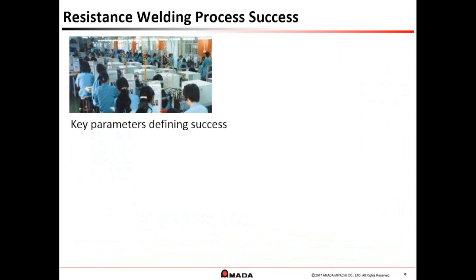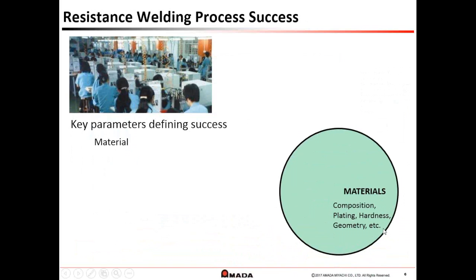So let's go back to that initial picture where we have the key parameters defining success. Here we have again that work cell, or the work cells set up here. And I want to graph this out a little bit differently. So we talked about material before, and I'm going to put this here as a circle indicating materials. And really it's going to be dependent on the material composition, or the alloys that you're selecting, what types of plating that you have, hardness, and the geometry of the material.